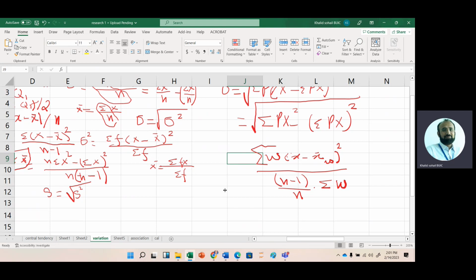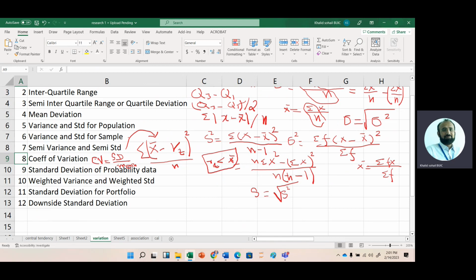I will also explain it. It is basically the weighted standard deviation. If we take its square root, it is the weighted standard deviation; without the square root, it is the variance.